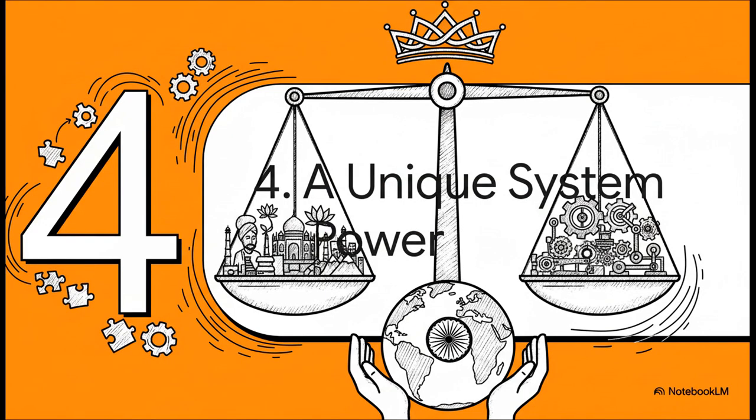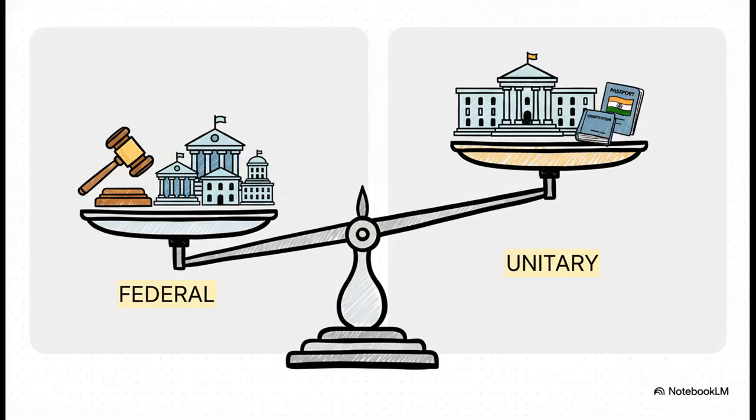All right, so the architects designed rights for the people. But how did they design the actual machinery of government to manage such a mind-bogglingly diverse country? Well, they created a very unique balancing act. See, the Indian system of government is a unique hybrid. It's not purely federal like the United States, where states have massive amounts of power. And it's not purely unitary like the United Kingdom, where power is very centralized. Instead, it's a blend of both.